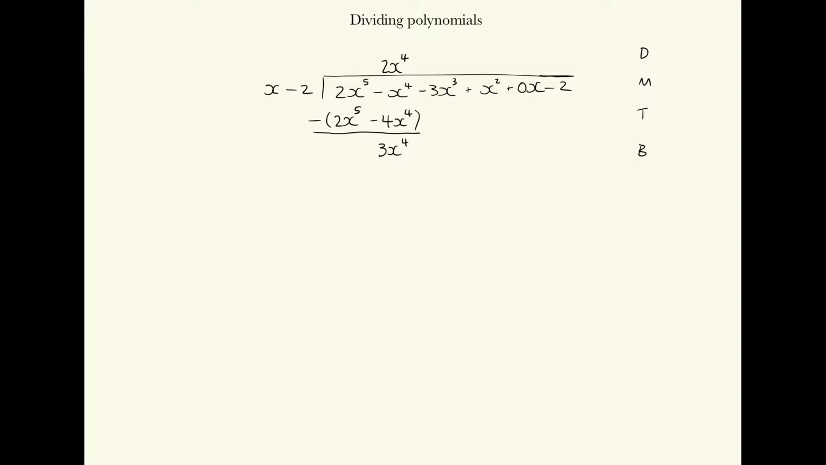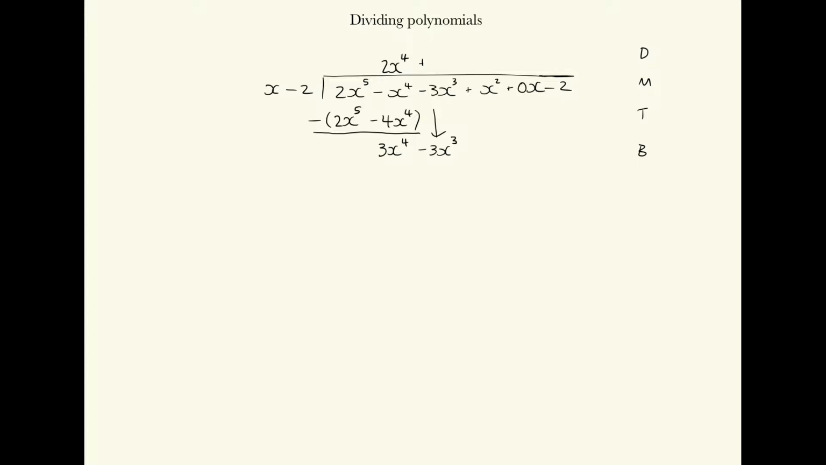And now that we've taken away, we'll now bring down the next term. And that sets us up for dividing. Let's fix that up. Okay, so how many x's go now into 3x to the power of 4? In other words, x times what makes 3x to the power of 4? And that's going to be 3x cubed.